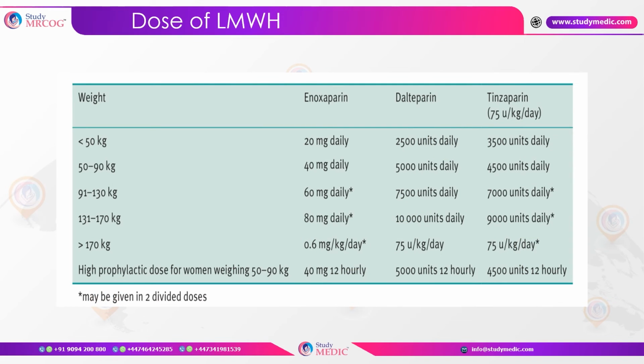Now, how do you calculate the dose of low molecular weight heparin? So this is the chart which you have to know. It is based on the booking weight of the patient, and remember there is a different dose for enoxaparin, dalteparin and tinzaparin. You have to keep reading this chart every day so that when you are near the exam, you know it by heart.